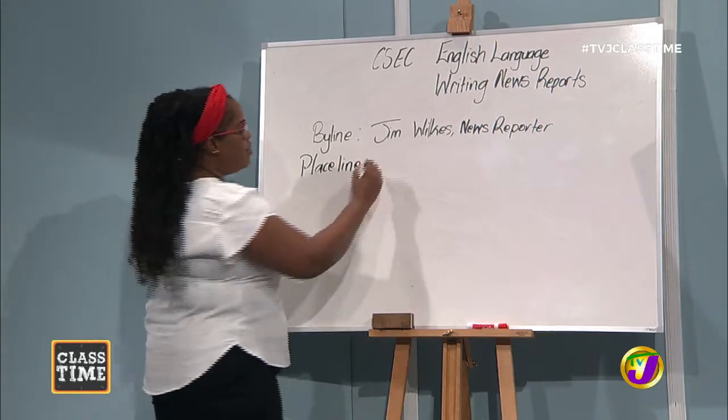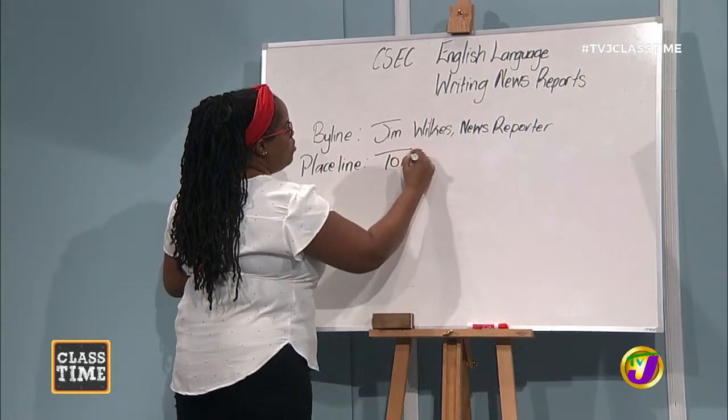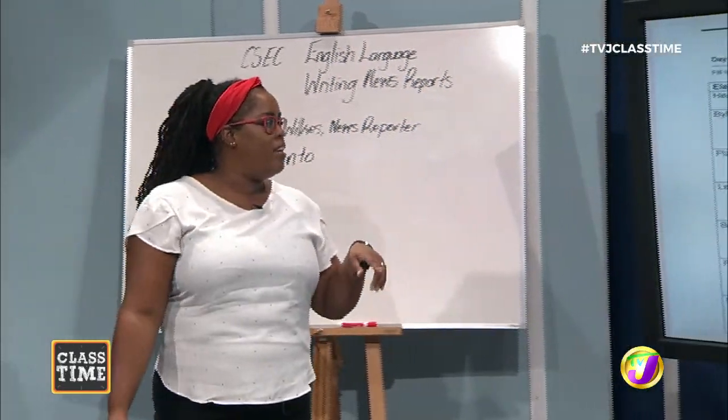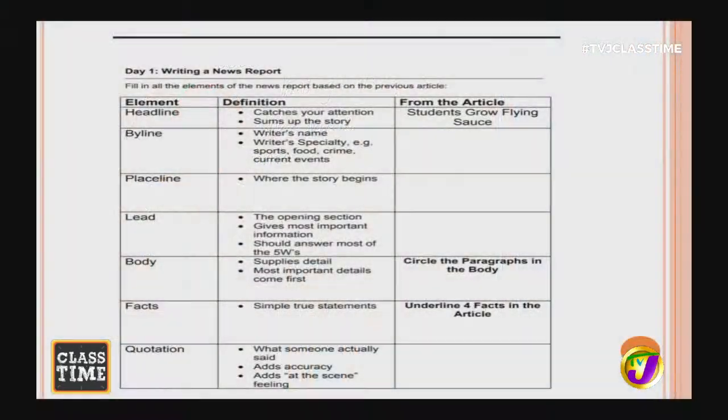Anybody remembers? Toronto. All right, so we're getting there. Lead. The opening section gives the most important information and should answer most of the 5 W's. Now, what was in the lead? You would go back and look at all the information that was located in the lead. You should be able to identify the lead in the news report.